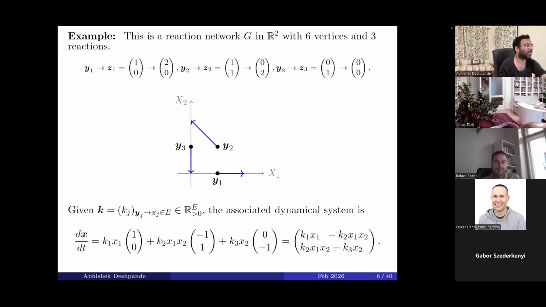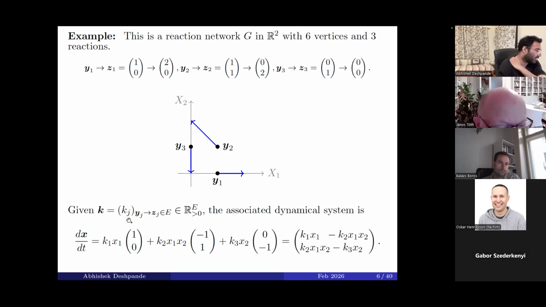All right, so this was some basic introduction. So for example, you can think of this reaction network in two-dimensional space with these many species and these reactions. So you have this reaction going from y1 to z1, which is (1,0) to (2,0), y2 to z2, which is going from (1,1) to (0,2), and y3 to z3, which is going from (0,1) to (0,0), right?